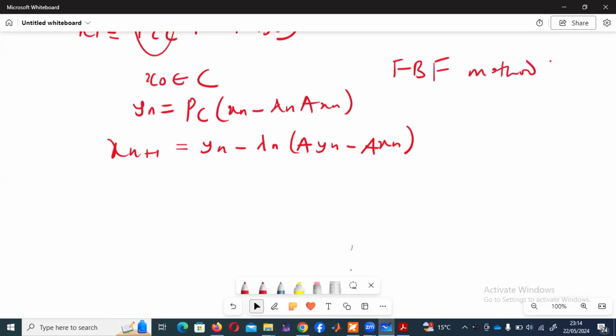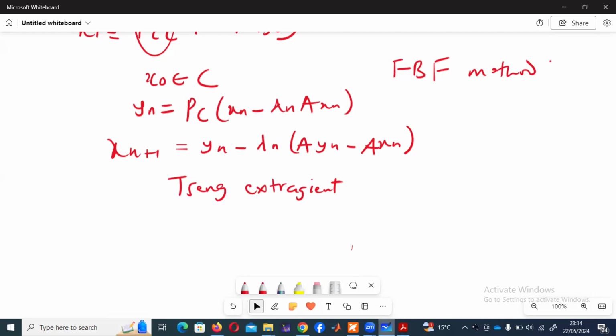Now, this is the subgradient extragradient method. So it is clear that there's only one projection, and for each iteration, there are two evaluations of the operator A. That's why you see them still call it extragradient. The evaluation of A comes twice.